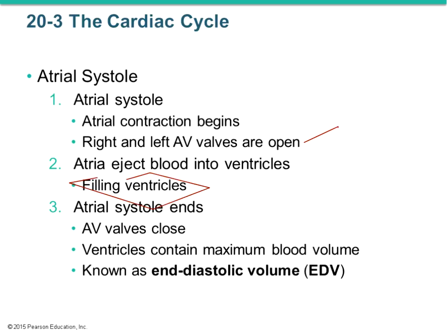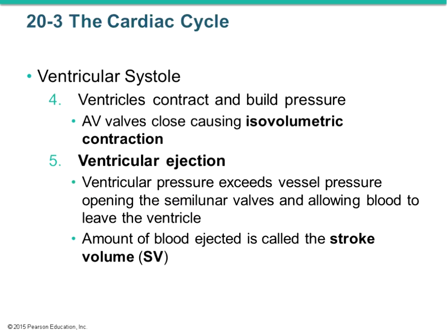When atrial systole ends, the AV valves close, and at the end of atrial systole, the ventricles now have the most blood they're ever going to get, because they're not getting it anywhere else. Once those AV valves are closed, there's no more room for blood to enter. So at that point, we have what's called end diastolic volume, EDV. That's when the ventricle has the most blood it can possibly have. So EDV is really important from that standpoint.